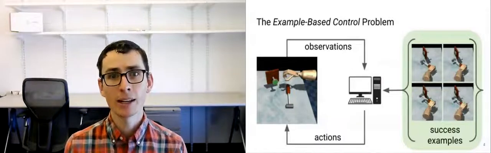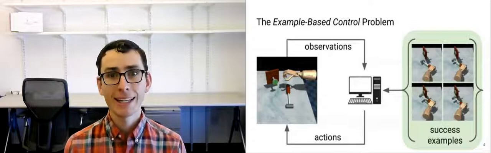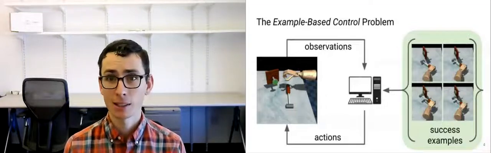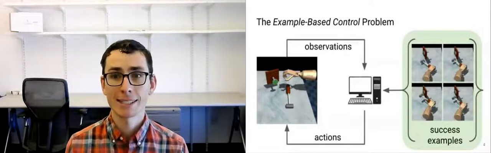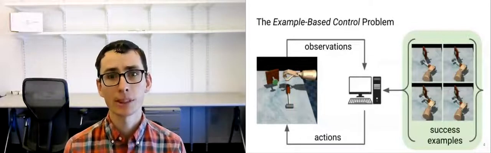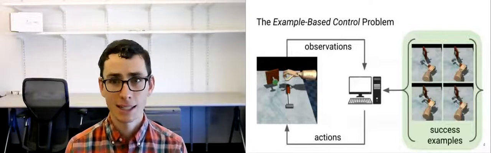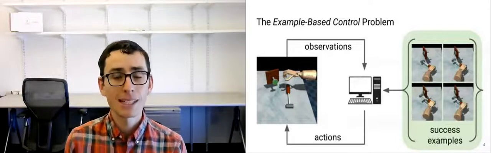These states are provided before learning. What that means is that once the agent starts training, it never needs any human feedback to guide its learning. It's purely autonomous in that sense. Intuitively, the agent's aim is to maximize the probability of reaching success examples, or to reach states that look similar to success examples. We'll call this problem example-based control.